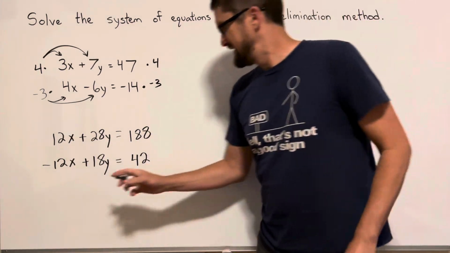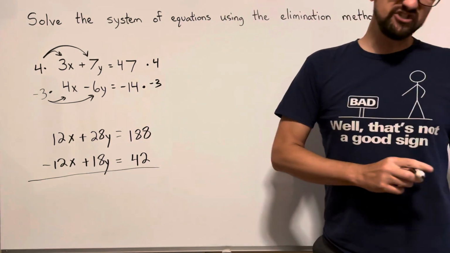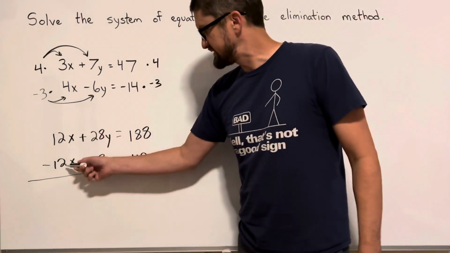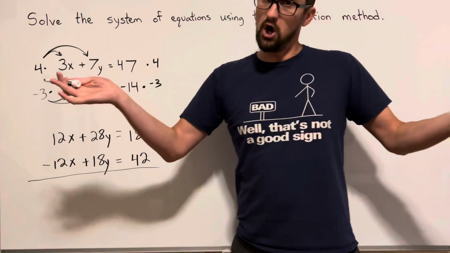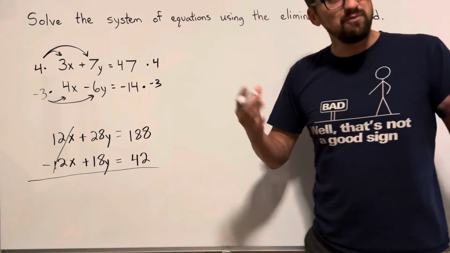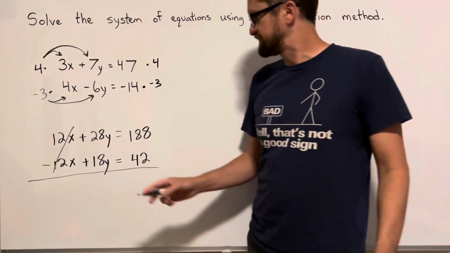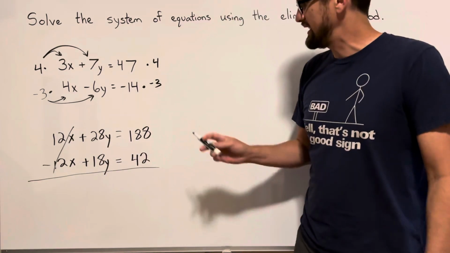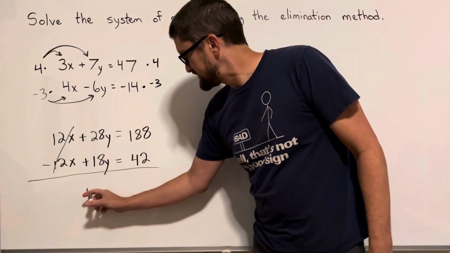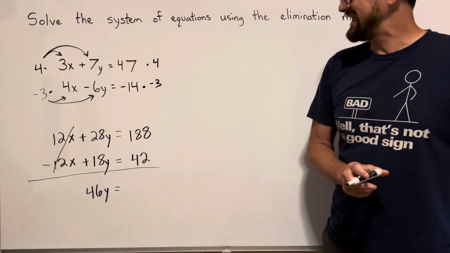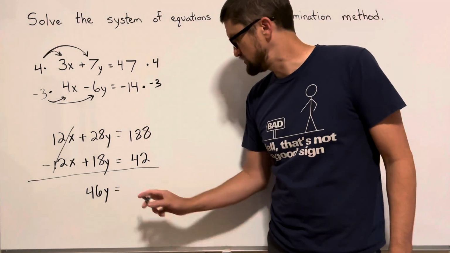Now what you can do is add the equations together. I'm going to draw a big long line and add them together. 12x minus 12x, they're gone. They're eliminated. That's why we made them opposites, so that we can eliminate them. And then 28y plus 18y gives you 46y. And 188 plus 42 gives you 230.